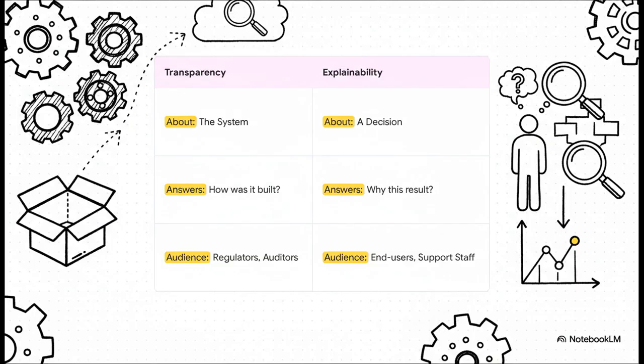Transparency versus explainability. Here's the easiest way to remember it. Transparency is like the owner's manual for your car. It tells you how the engine was built, what parts were used, the general principles of how it works. It's about the system. Explainability is like the mechanic telling you exactly why your specific car's check engine light came on. It's about a single decision. Macro versus micro, system versus instance.